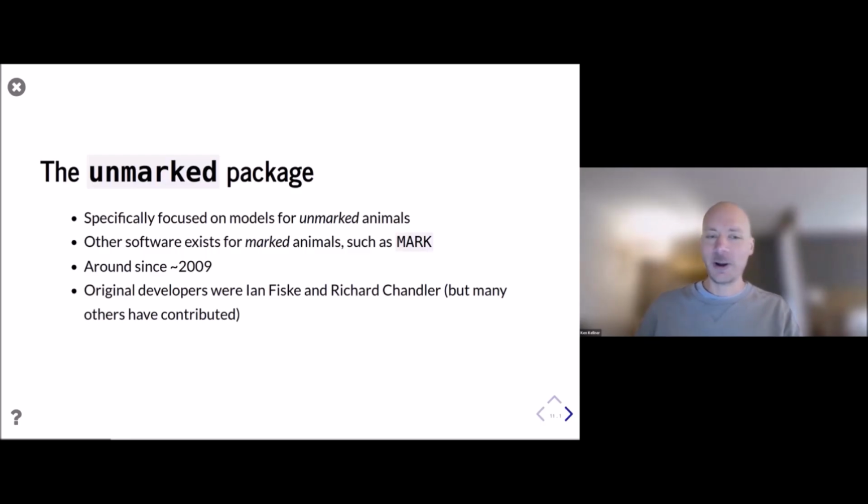It was first submitted to CRAN in 2009. And the original developers were Ian Fiske and Richard Chandler. So really, I have to give a huge amount of credit to them for building the original package and really doing most of the development work. And I think unmarked is kind of a cool example of a long-term community open source maintenance project. I mean, it's just been around for a long time and it's had multiple maintainers since it was originally developed. And it's been continually improved over that time.